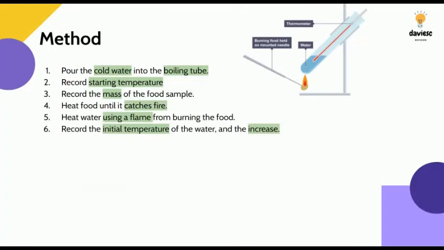And the method is quite simple too. We pour cold water into the boiling tube, we record the starting temperature with the thermometer in the boiling tube, then we record the mass of the food sample we're going to burn, we heat the food using the Bunsen burner, and then we place it under the water once it catches fire. And with this, we heat the water essentially. And then once that flame burns out, we record the end temperature of the water and therefore the increase since we poured the water in first.